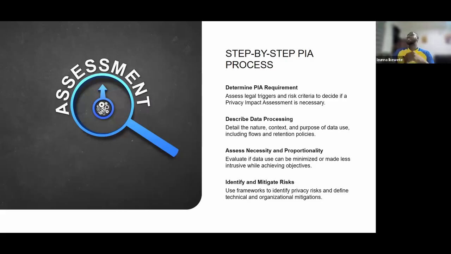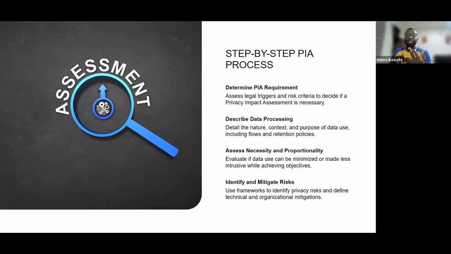Then step 3, assess necessity and proportionality. Evaluate if data use can be minimized or made less intrusive while achieving the objective. That is where we begin to think of data minimization. Okay, we have checked step 1, step 2. What kind of information are we collecting?